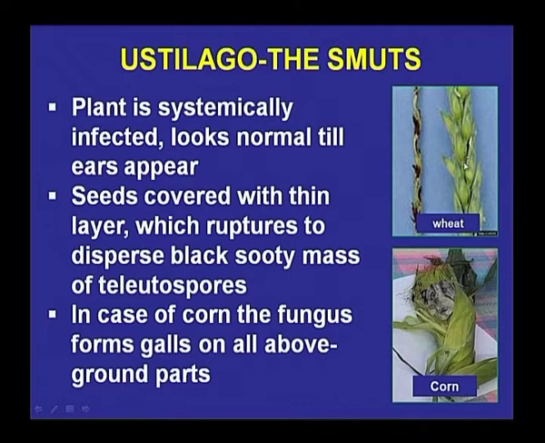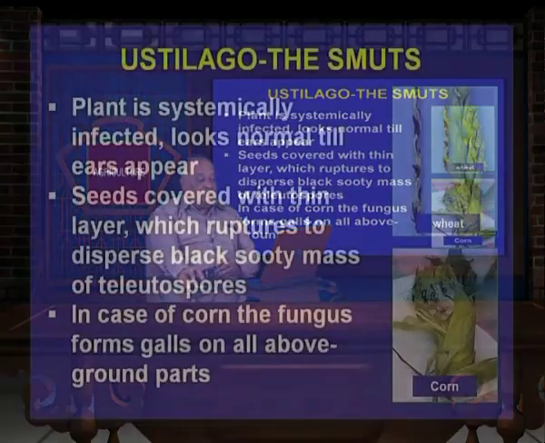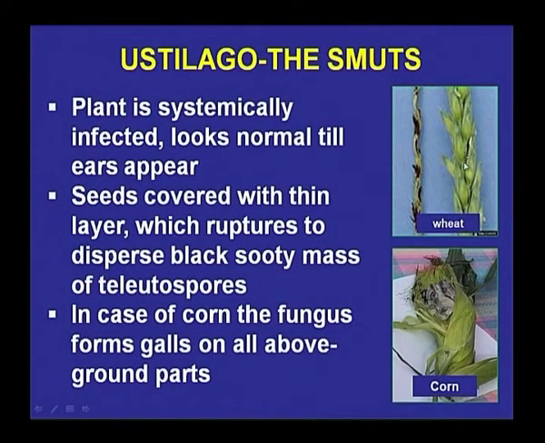This plant is systemically infected and looks normal till the ears appear. As soon as the ears appear, we see the sooty mold on the ear heads and there is no grain formation at all. So, this is an economically very important disease. Seeds are covered with a thin layer which ruptures to disperse a black sooty mass; they are teliospores.